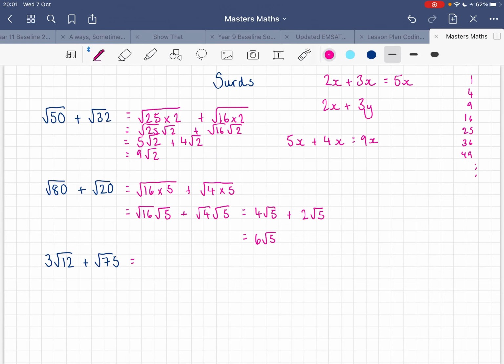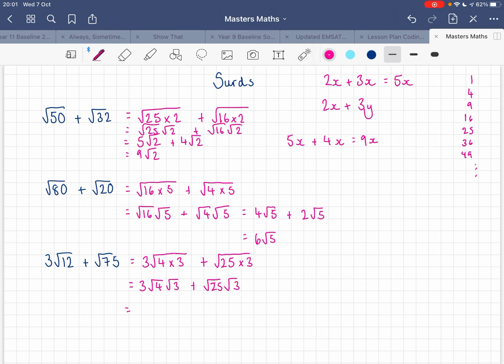So I'm going to start off the same. So I'm keeping the 3 there. I'm going to break 12 up into 4 times by 3. 4 is our square number, and it goes into 12 3 times. 75, again, as we did on the last side, 75 is 25 multiplied by 3. And now we can start to simplify it. So we've got 3 lots of root 4 root 3 plus root 25 root 3.